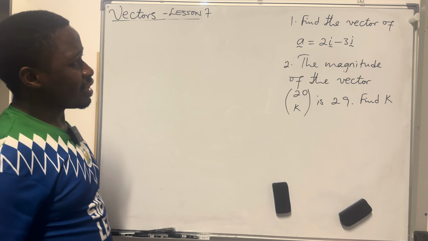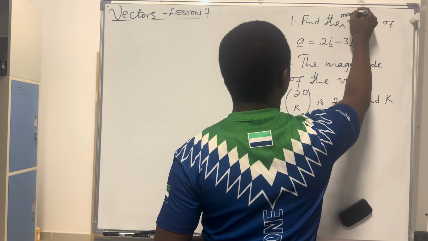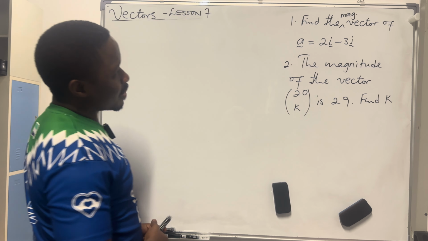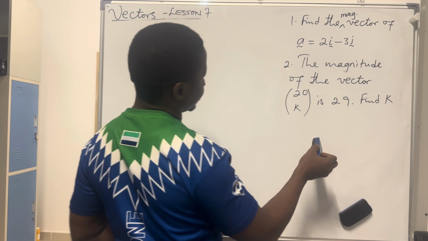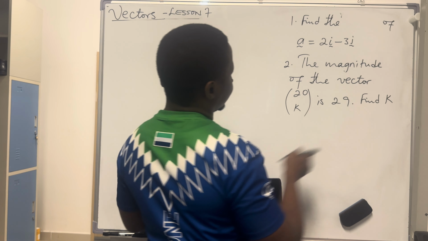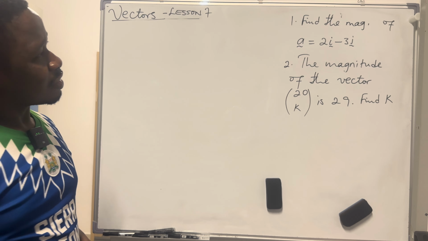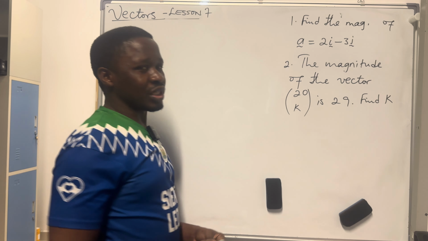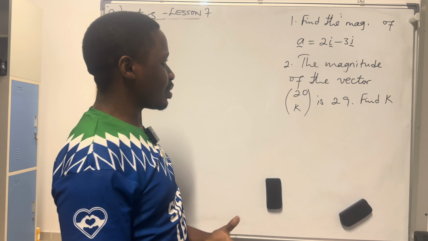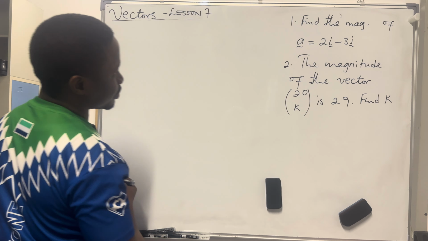The first one says, I'm sorry, I wanted to say magnitude. Find the magnitude of this vector. So even if you don't see the word vector, the fact that we have a line below the A tells us it's what? A vector. So one is to find the magnitude.